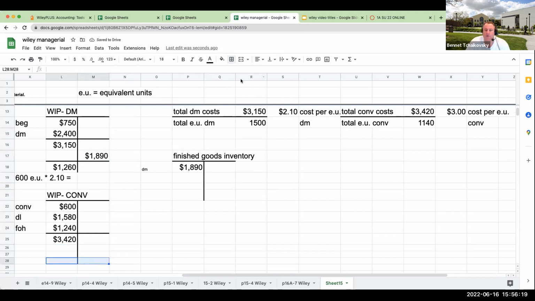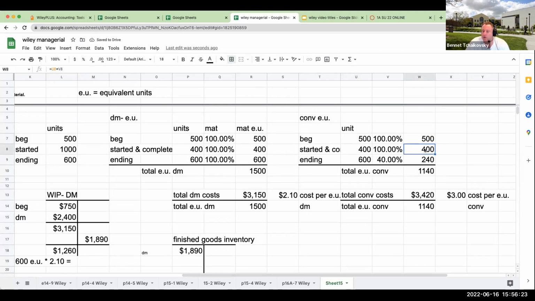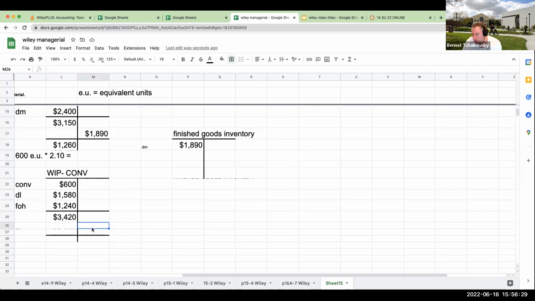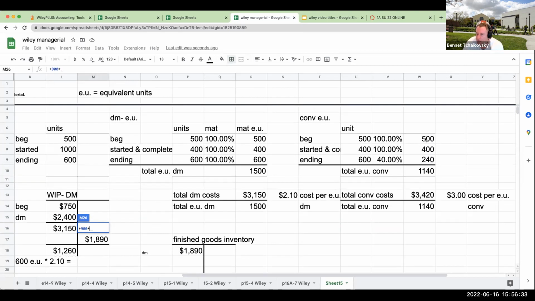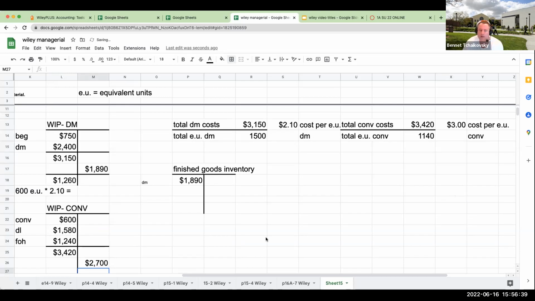So over here, when we're looking at what did we actually go through and send out? Well, what we sent out to finished goods, if this is what was remaining, then we must have sent out 900. So if I take 900, which is 500 plus the 400 in terms of the equivalent units, I'm going to multiply that by 3, and that's going to give me 2,700.